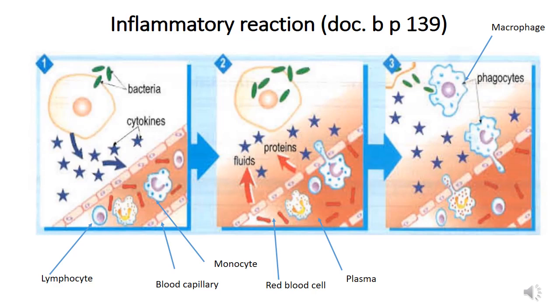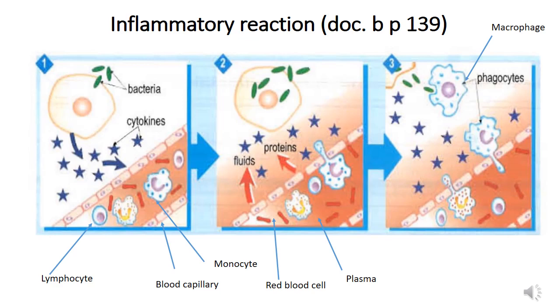Yes, there is an increase in the vascular permeability, and there is leakage of plasma from the blood vessel into the surrounding inflamed tissue. So you see fluids and proteins are leaving the blood vessel and moving toward the inflamed tissue. Actually, you see also that the white blood cell, the monocyte, is squeezing itself between the cells of the capillary wall. It is trying to leave the vessel, right?